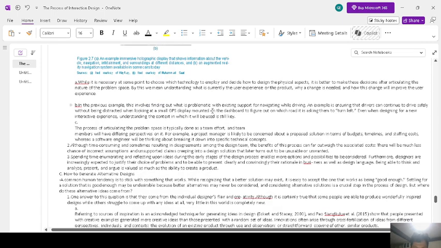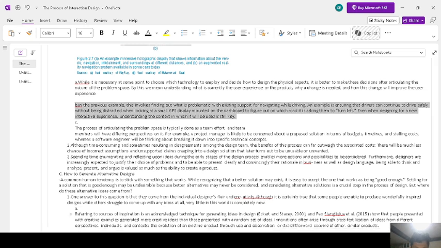This involves finding what is problematic with existing support for navigating while driving. An example is ensuring that drivers continue to drive safely without being distracted when looking at a small GPS display mounted on the dashboard to figure out how an issue is asking them to turn left. Even when designing for new interactive experience, understanding the context in which it is used is the key.